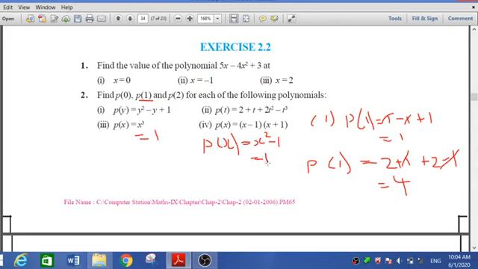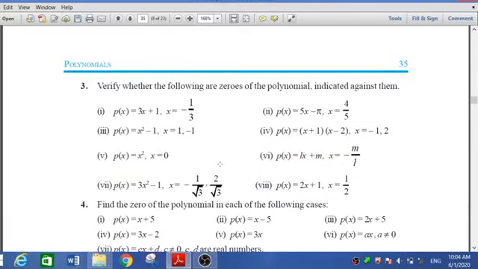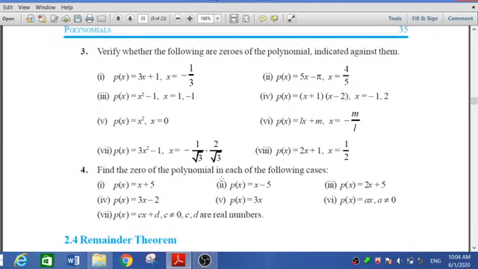So if I put 1 minus 1, the answer is 0. Exercise 2.2, questions 1 and 2 are all easy. I am explaining all the sums here mostly. So 2 questions we have done. Now we have to start the third and fourth questions. It is a very easy exercise.